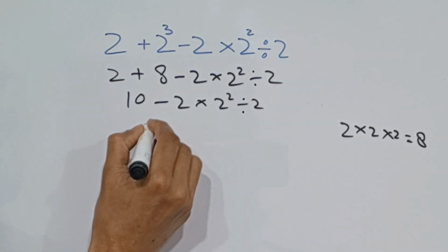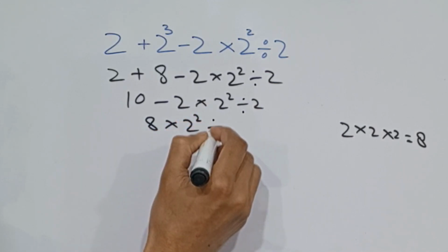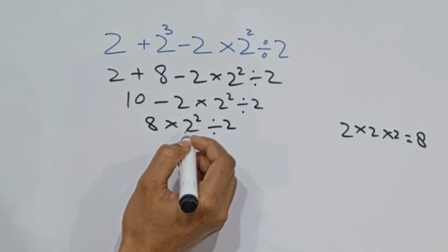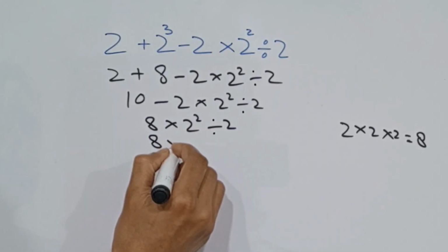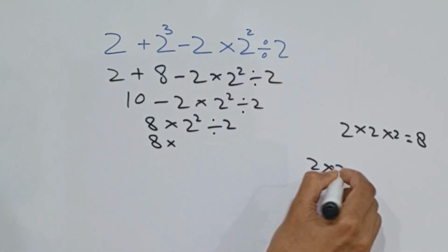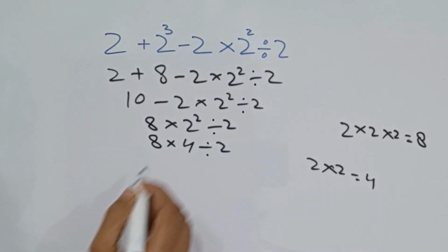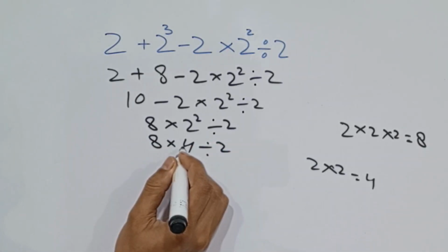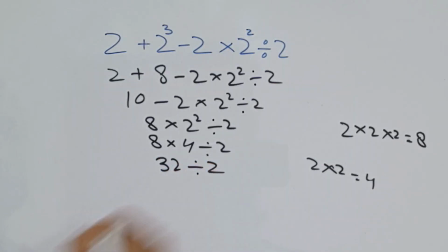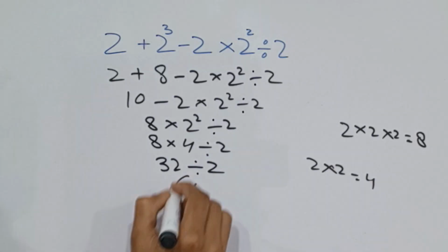Now 10 minus 2 is equal to 8 times 2 squared divided by 2. Now 8 times 2 squared, 2 squared is equal to 4, 2 times 2, right? 4 divided by 2. Now 8 times 4 is equal to 32 divided by 2. Now 32 divided by 2 is equal to 16.